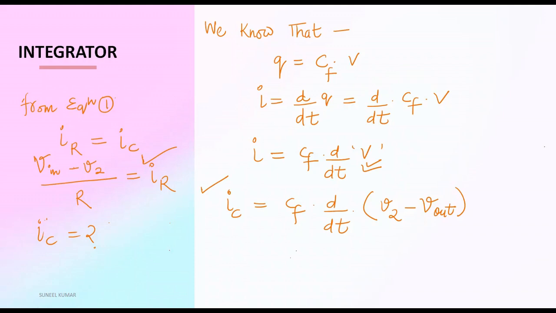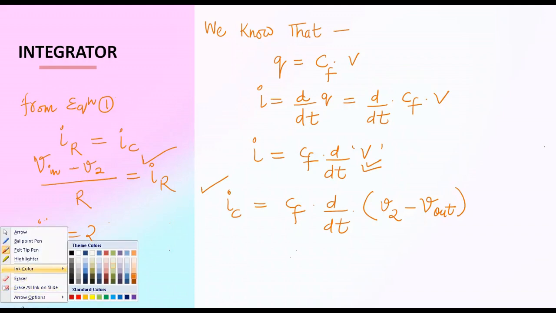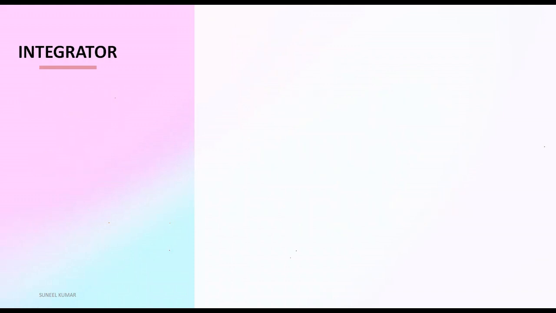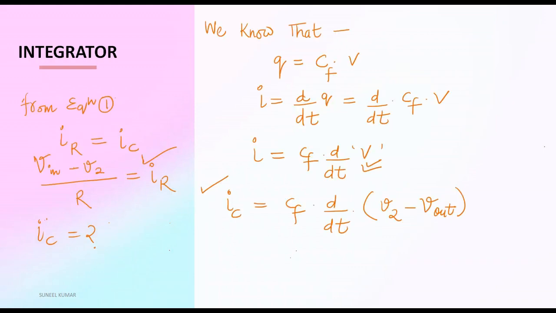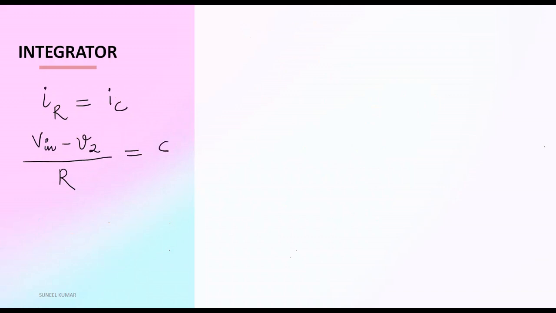Now we can equate these two values. We are going to equate these values. So we will get IR is equal to IC. So this becomes V input minus V2 divided by R is equal to CF into d by dt of V2 minus V output. So this will become the current equation.